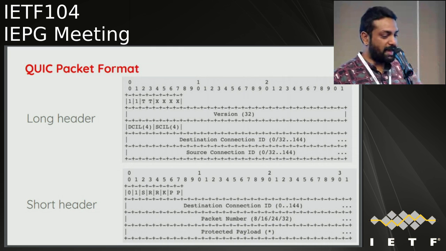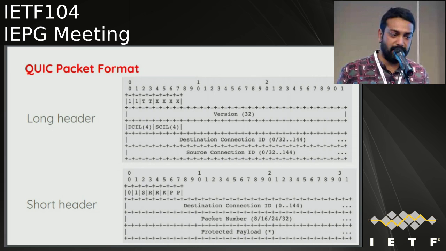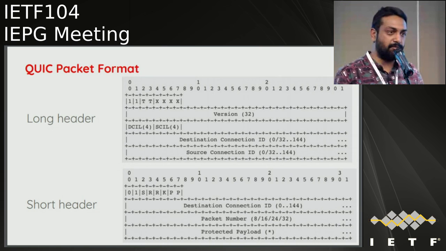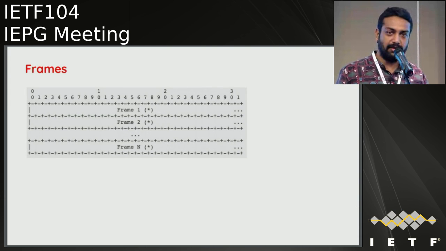So that's the packet header. People who are familiar with TCP might say, I can see a packet number that looks like a sequence number. Where's the acknowledgement information? Where's the flow control information? Well, as it turns out, none of it is in the packet header. They're all inside the packet.